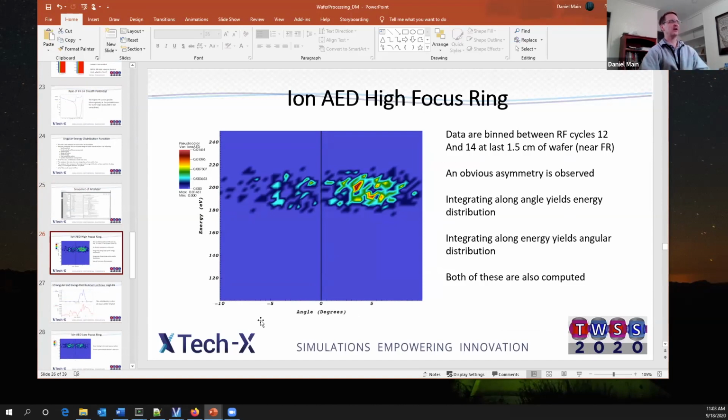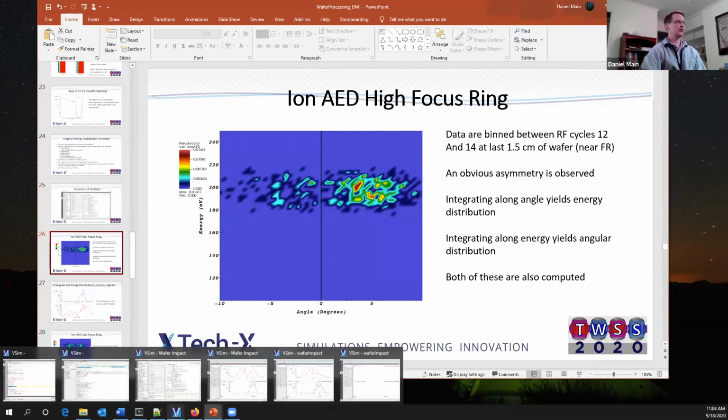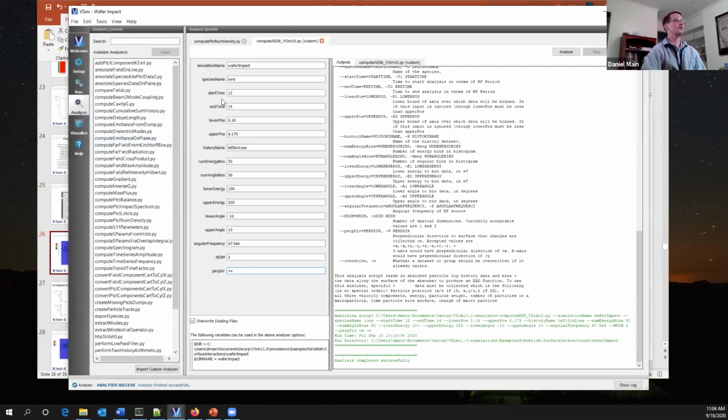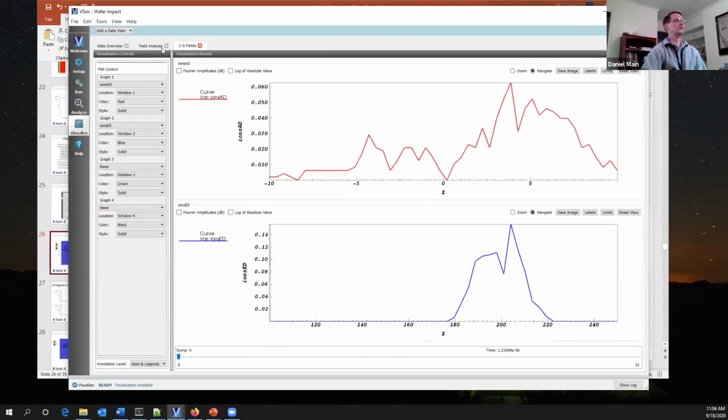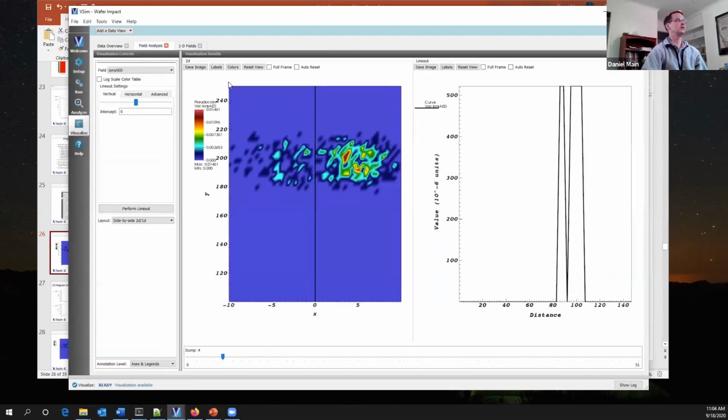Now I can integrate over all angles and all energies to get 1D plots, and that also comes with the analyzer. Let me show you what that looks like when you actually pull the data up. If you run this analyzer, it'll create a data set that is then read in the visualization window. That data shows up as 1D field data for the line plots. And for the colors, the plot of the data as a function of energy and angle, that shows up as a 2D under the fields analysis here.